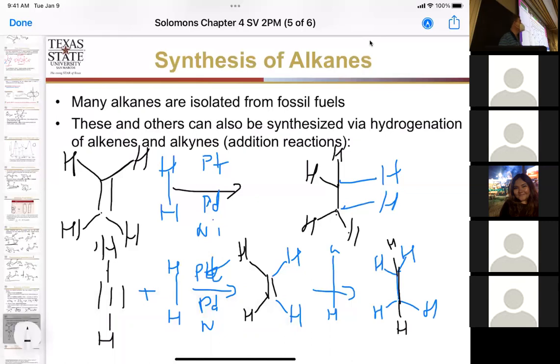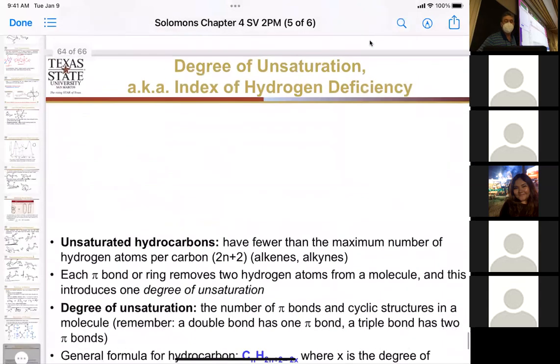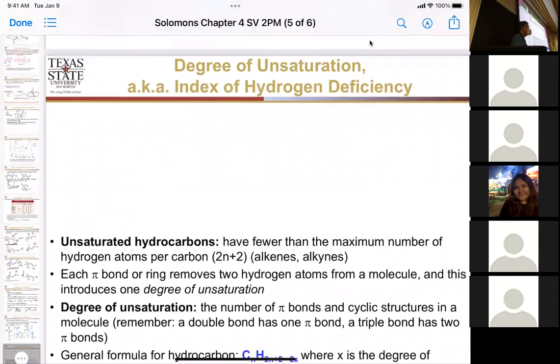Okay, so this is called reduction. It's our third reaction we have. And we use this catalyst system of hydrogen with palladium and platinum, usually with heat. Okay, we're going to do a little bit more on this in chapter 7 as well. Okay, questions on that?